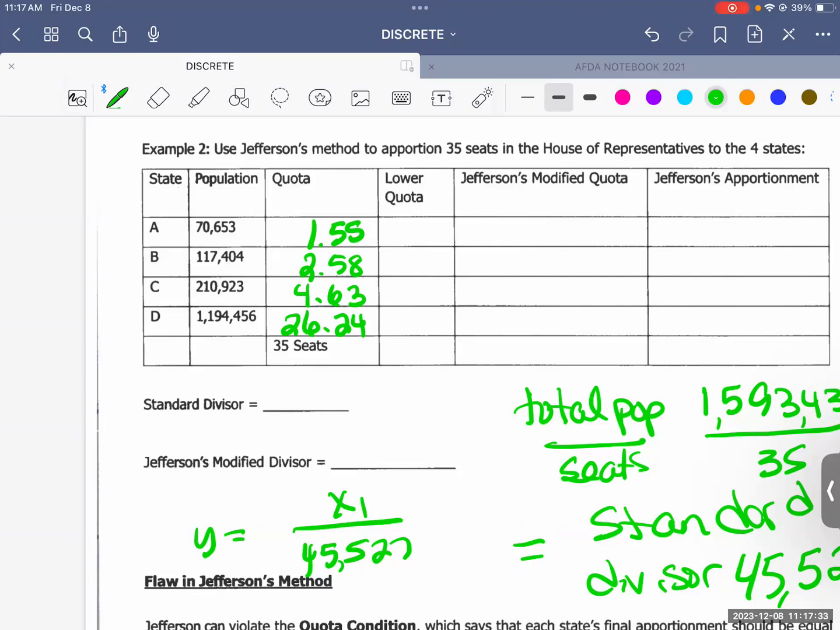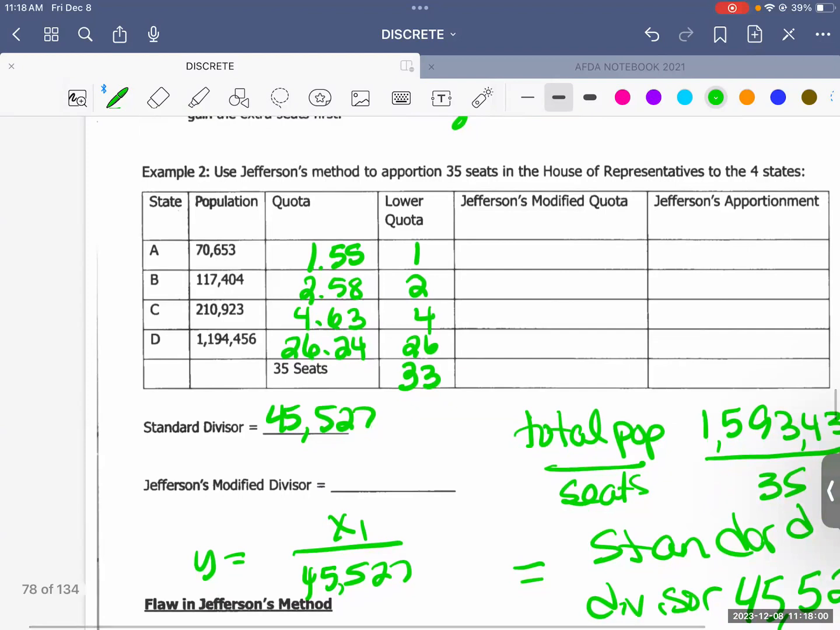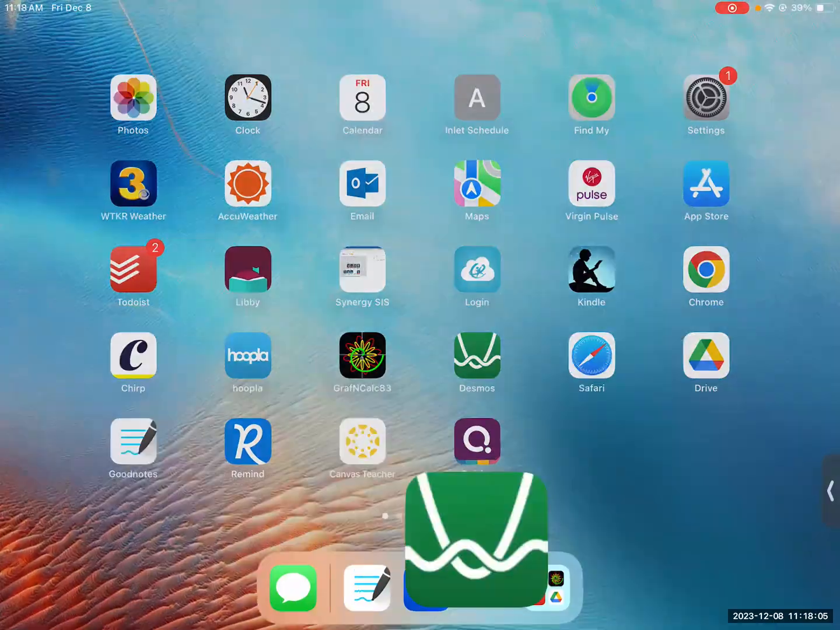Okay, so the lower quota is going to be 1, 2, 4, 26. What does that add up to? 33. Okay, so we need 2 more seats. So in order to get a higher total, we're going to have to lower the divisor. My standard divisor is 45,527. So we're going to modify. I'm just going to start with whole numbers, like 45,000. I'm going to start with 45,000.